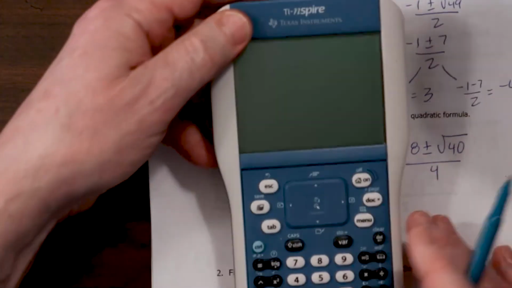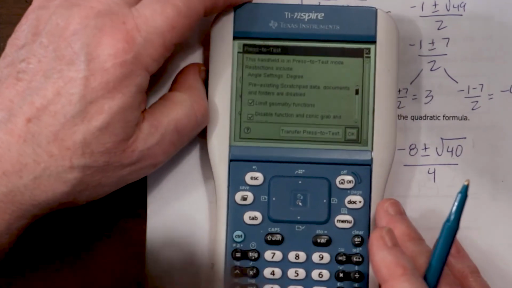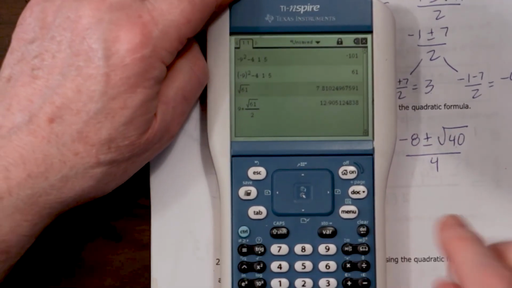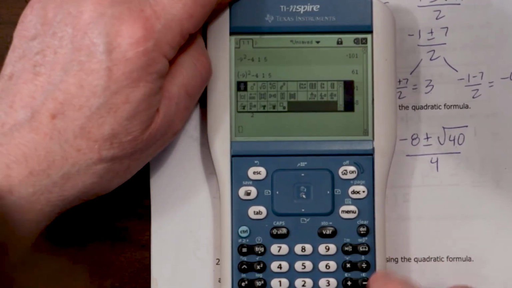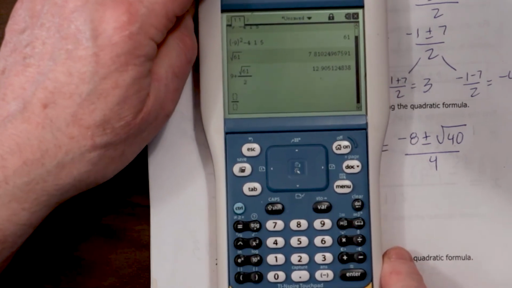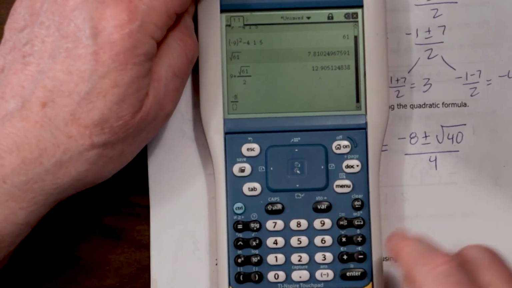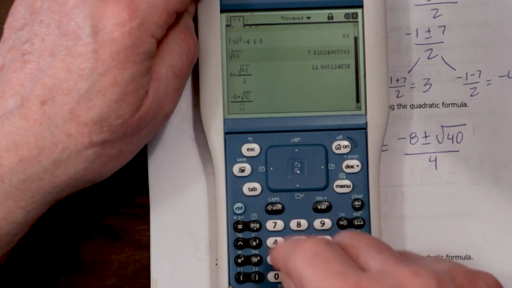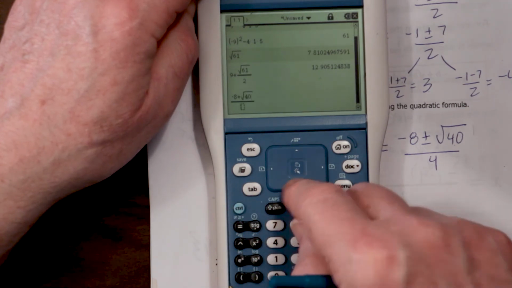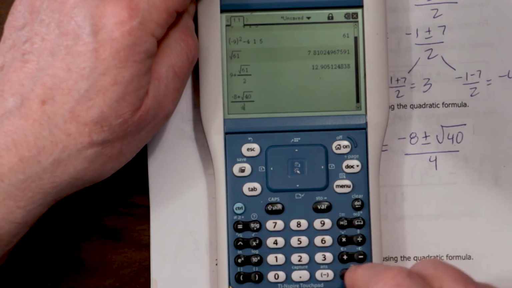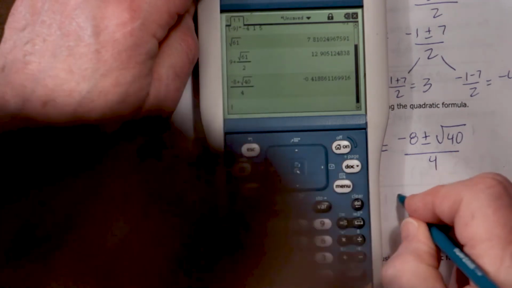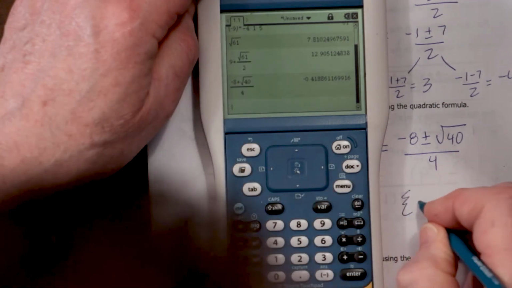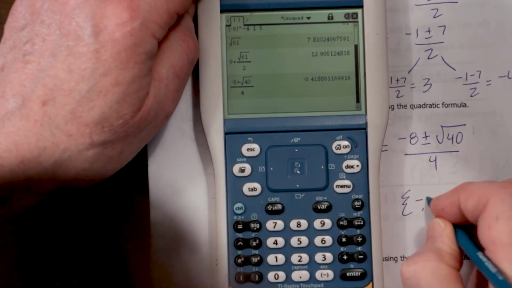And once again, when you turn on your calculator, first thing you want to do is the fraction bar. And enter. And I'm going to do negative 8. Make sure you don't do minus 8. And I'm going to do plus control square root 40. Arrow down to go to the bottom over 4. Enter. And that's going to give me my first solution, which is negative 0.42.